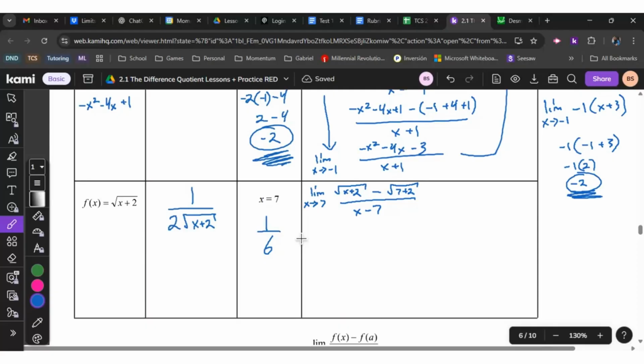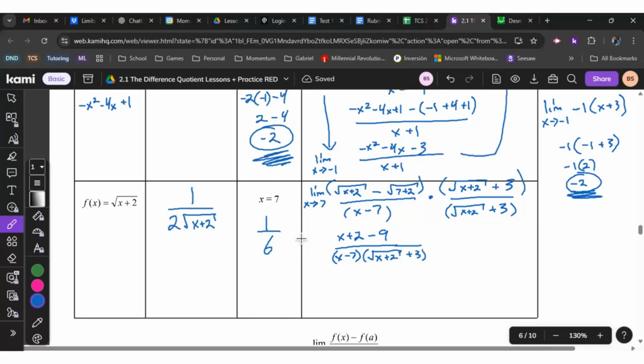Now, realistically, what is the square root of 7 plus 2? 3. So what I'm going to do is multiply this by a conjugate, which is ugly and annoying, but it's what I'm going to do. The square root of x plus 2 plus 3 over the square root of x plus 2 plus 3. When I multiply the tops, that's our difference of squares that we created. So it's x plus 2 minus 9 over x minus 7 times the square root of x plus 2 plus 3.